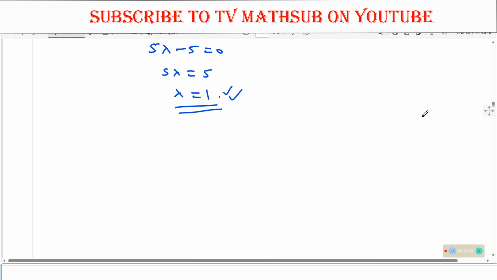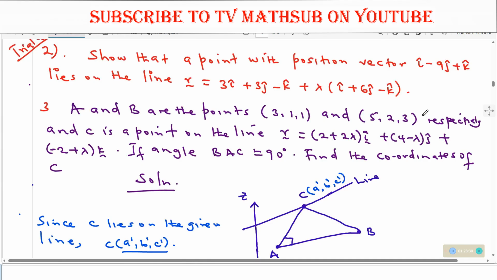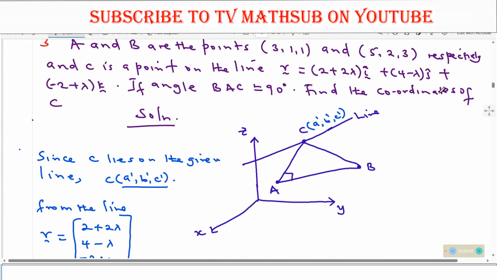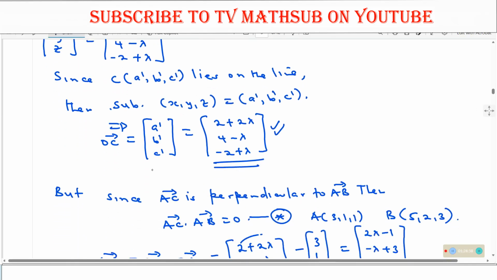After getting that, what do we need next? You should not forget what we need. We need the coordinates of C. And what are the coordinates of C? 2 plus 2 lambda, 4 minus lambda, negative 2 plus lambda.